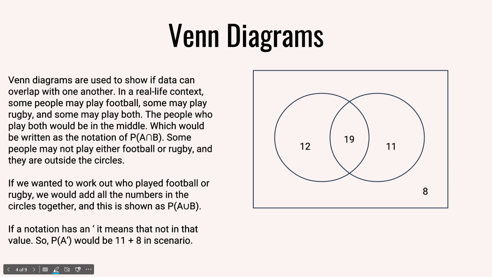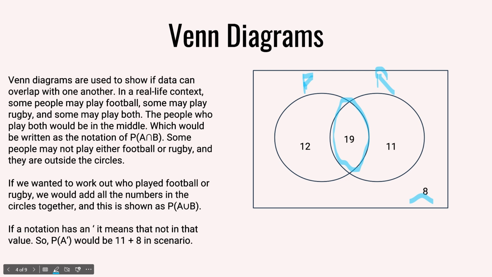So, Venn diagrams are used to show if data can overlap with one another. In a real-life context, some people may play football, some may play rugby, and some may play both. The people who would play both would be in the middle, which would be written with a notation of P and B. So these 19 people would be the P and B, as they play both rugby, which I'll put as this one, and football, which I'll put as this one. Some people may not play either football or rugby, and these would be outside the circle. So this would be the number 8 here.